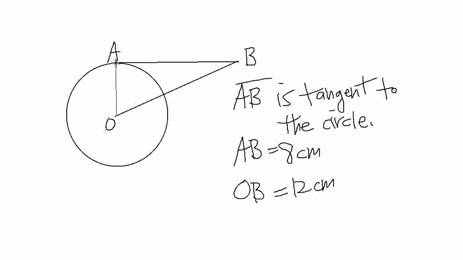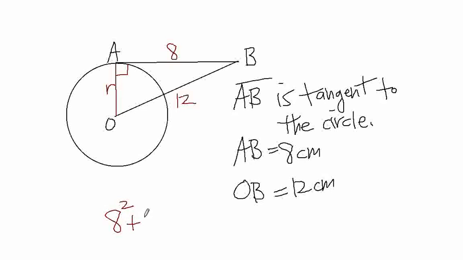So I'll draw the radius with respect to the point of tangency, and we know that the radius is perpendicular to AB. We know that the length of line segment AB is 8 centimeters. The length of line segment OB is 12 centimeters. We're looking for the radius of the circle. We'll call it R. All right, because we have a right triangle, we can use the Pythagorean theorem.